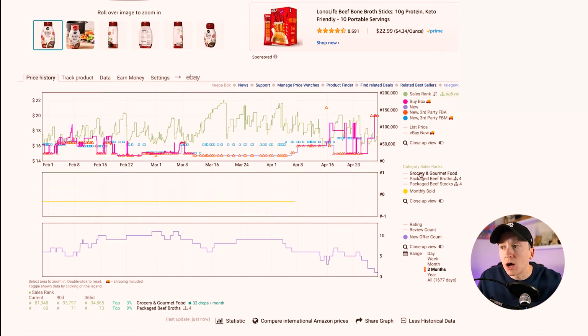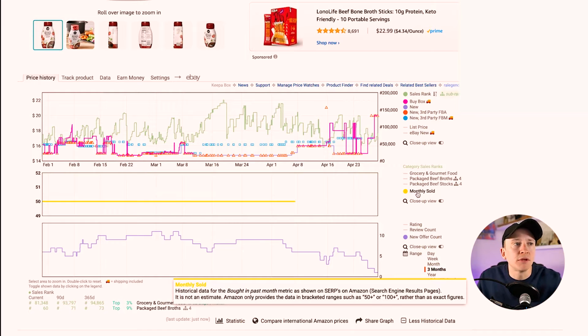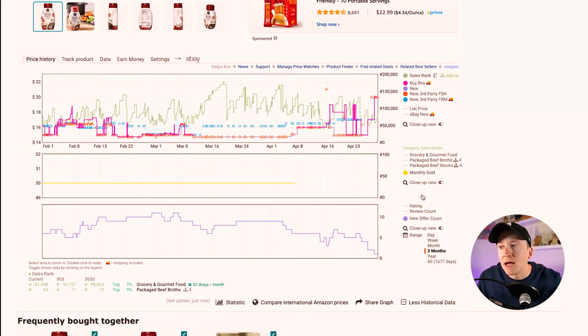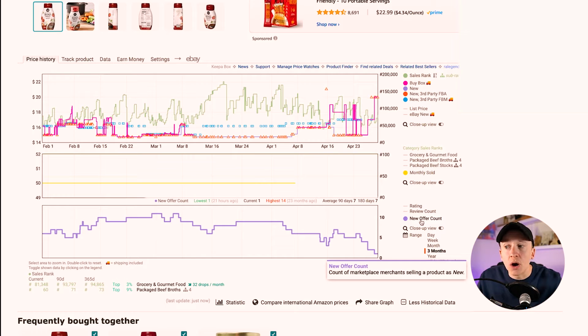I do currently leave the monthly sold on. This is a new feature that Keepa just released. It's tracking information since August of 2023, when Amazon came out with these monthly sold amounts, and Keepa is tracking this for us. Additionally, I also have new offer count on.